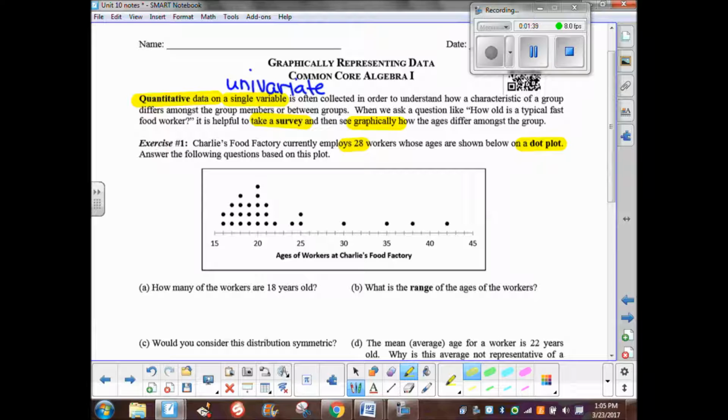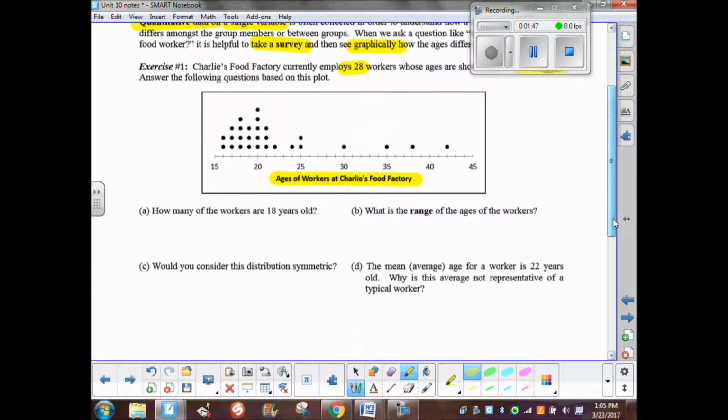Okay. So based on that, we're going to answer the question. It says ages of workers at Charlie's Food Factory. And those dots represent the number of people that are those ages. So how many of the workers are 18 years old? So I'm looking at my scale, 15, 16, 17, 18. There are 4 workers there.